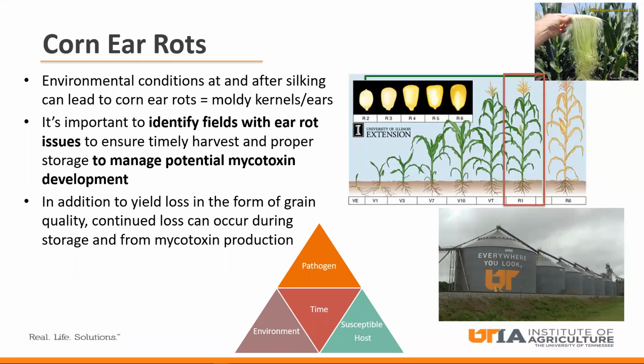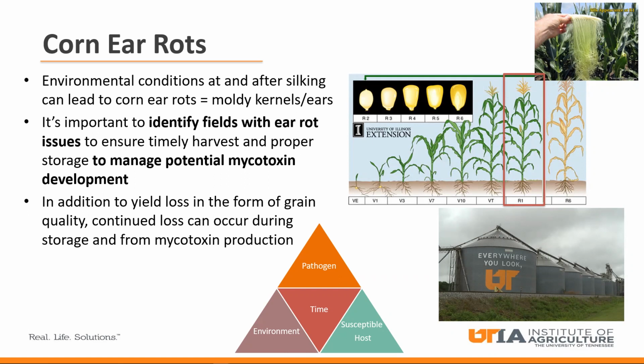So what are corn ear rots? Corn ear rots are diseases caused by a few different fungi that colonize the ears or the kernels on the ears, just like the name states, and break down these kernels, leading to poor bearing quality, lower test weights, and maybe also mycotoxin contamination.